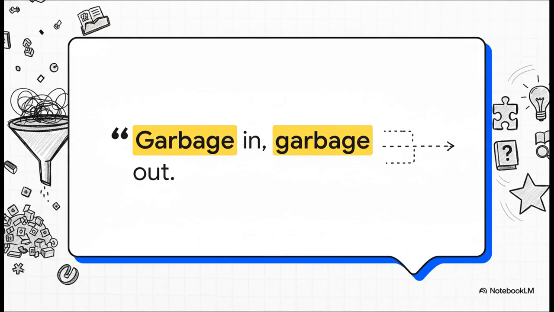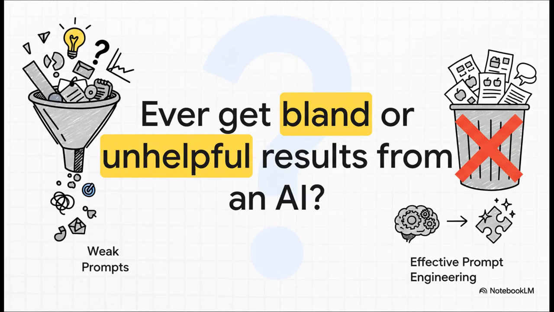Well, guess what? In the age of AI, it's more true than ever. I mean, we've all been there. You ask for a lesson plan or a story prompt, and what comes back is just blah. So generic, completely useless for your actual students. That is garbage in, garbage out, in action. It's the direct result of a weak prompt, and it's exactly why we need to get good at this.